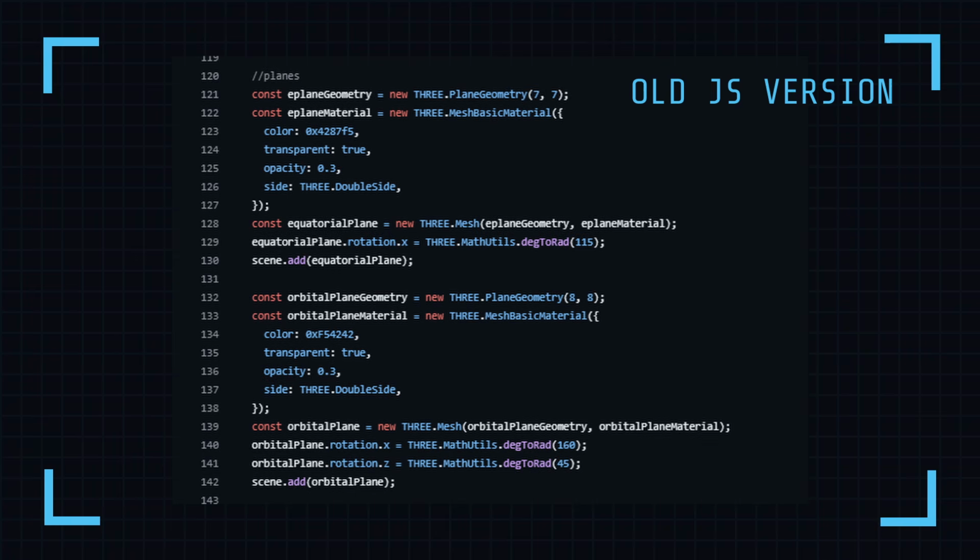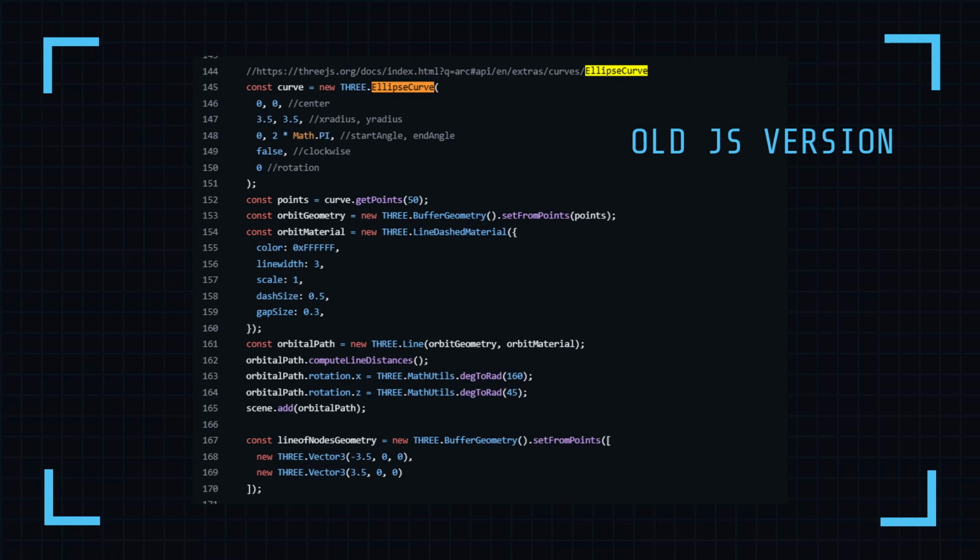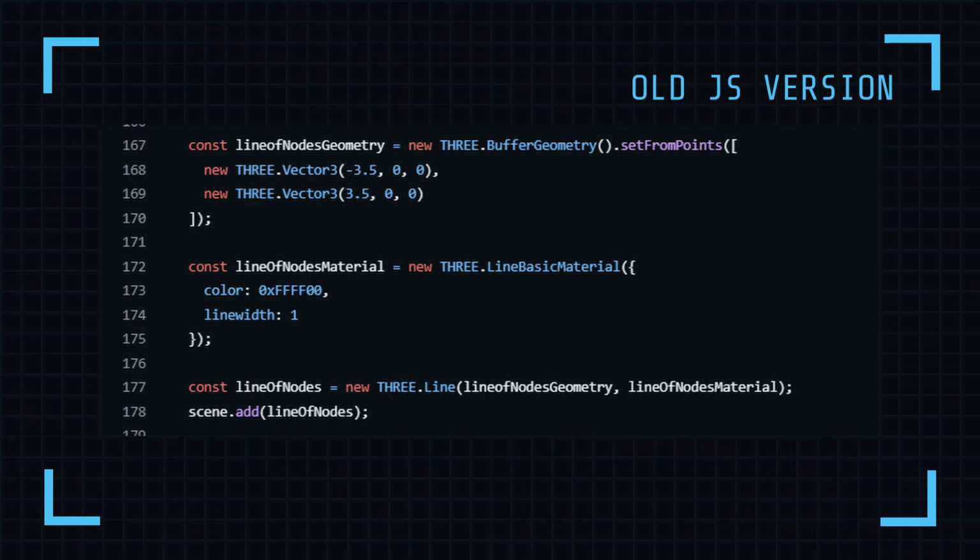The planes were plane geometry with a transparent mesh basic material set to side three, double side, so that they're visible from both directions without having to render two meshes. The dashed orbit was three ellipse curve, which generates a list of points along an ellipse. You feed those into a buffer geometry and apply a line dash material, and Three.js handles the dash pattern automatically. The line of nodes was even simpler, just two points.